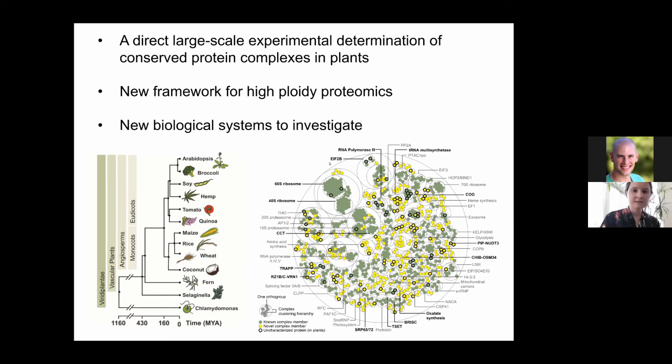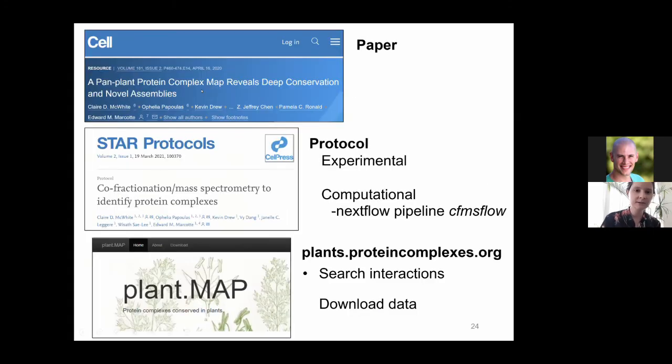So for resources, we have the main paper at the top. We just published a protocol for doing this type of native fractionation procedure on any lysate. It's a two-part protocol. The first is all experimental, and the second is computational. I packaged my code for going from elution profile to set of interactions and set of complexes into this Nextflow pipeline, CFMS-flow, that can be run on any Linux system.